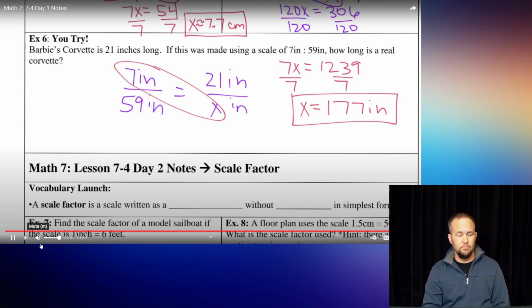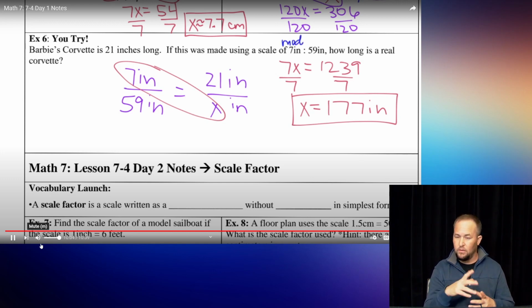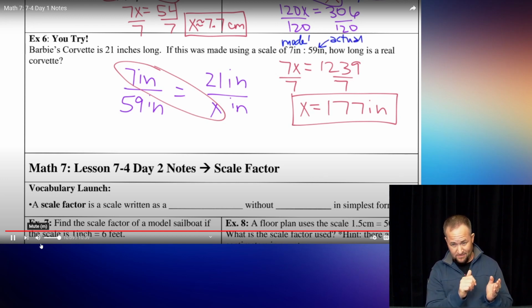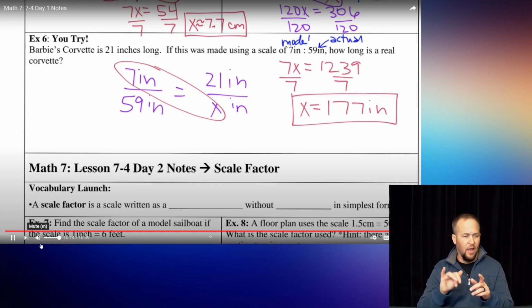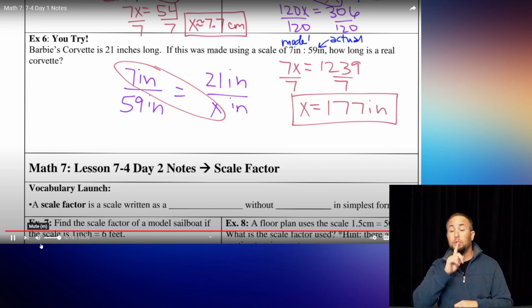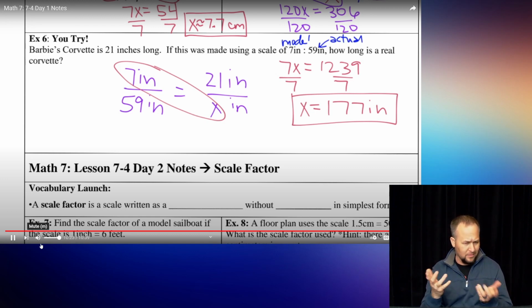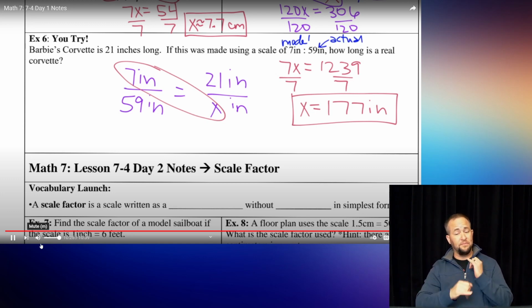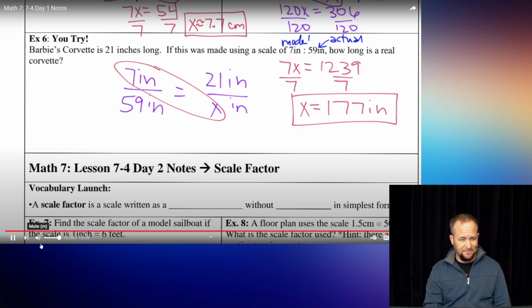All right, take a look. I got 7 inches to 59 inches. I've already given you that scale. So this must mean that this is the model and this is the actual, even though I didn't right out say that. But then you also know, based on the first sentence, Barbie's Corvette is 21 inches long. And then the last question says, which is the real Corvette? That's another word for what is the actual size of the Corvette. So then therefore, our final answer here is X equals 177 inches.